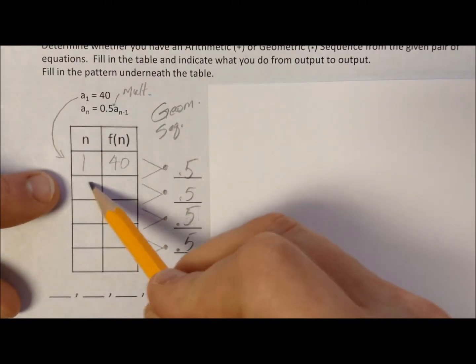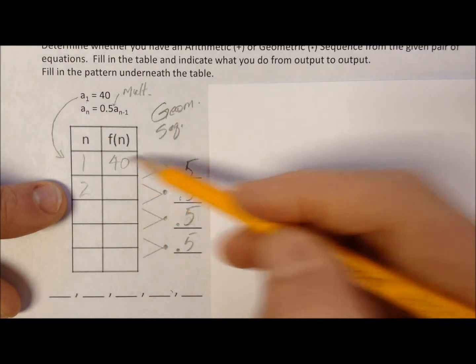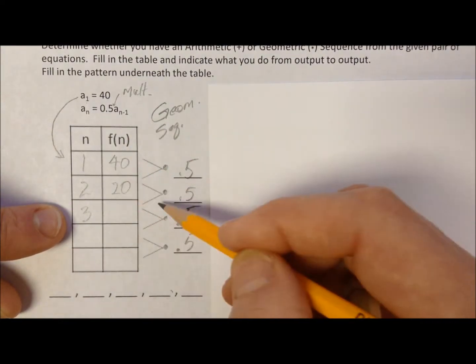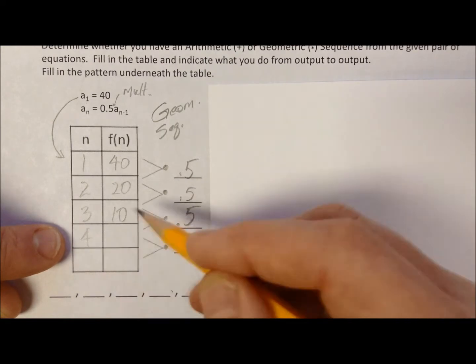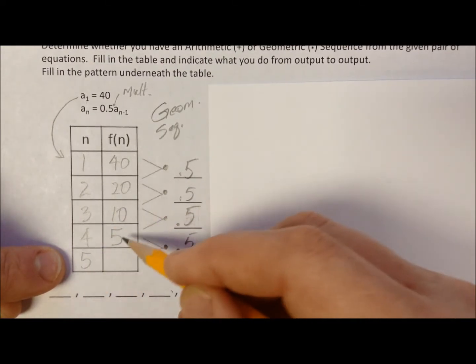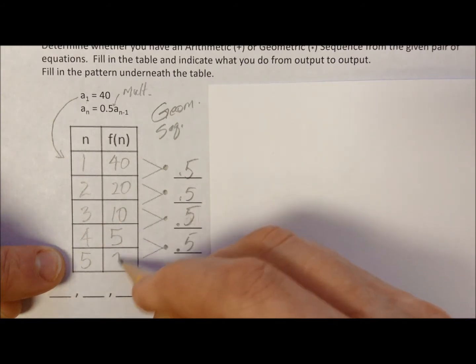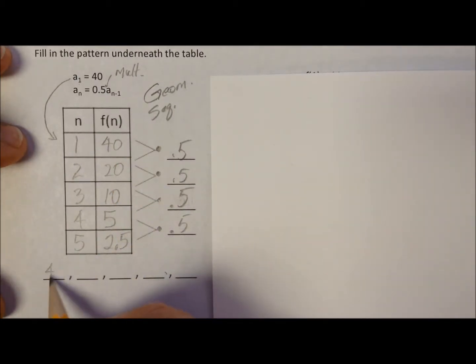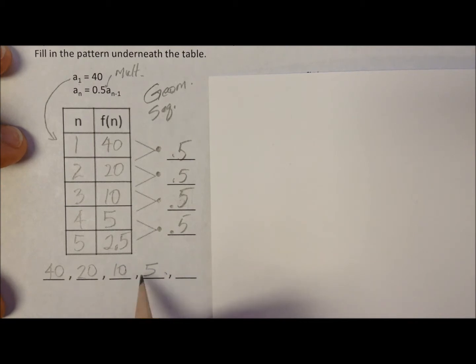All right. So my second number is going to be half of 40, which is 20. My third number is going to be half of 20, which is 10. Fourth number, half of 10 is 5. And finally, think of money. What's half of $5? That's right, it's $2.50, 2.5. And there we go. We got our geometric sequence of 40, and then 20, and then 10, and then 5, and then 2.5.